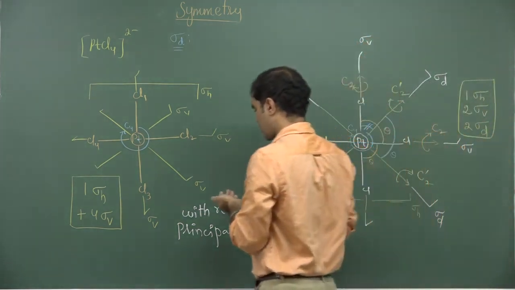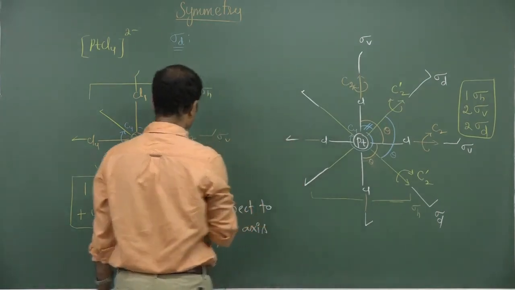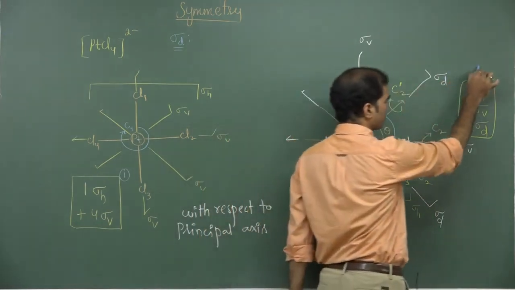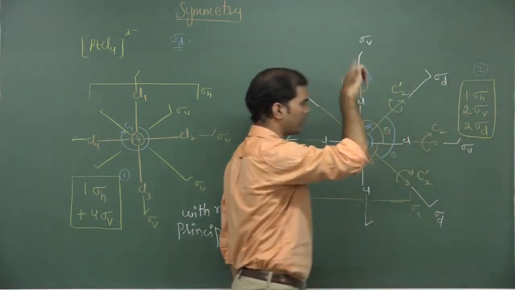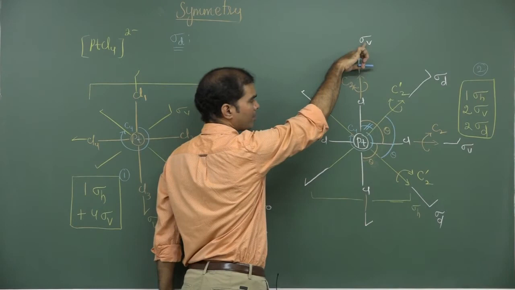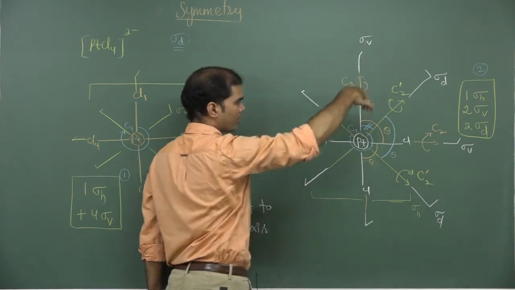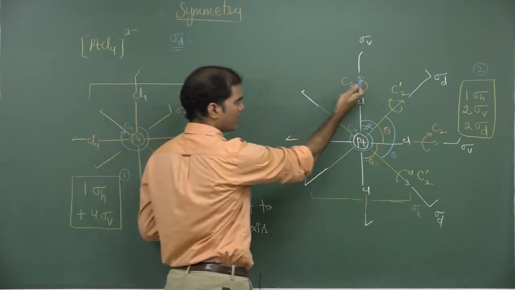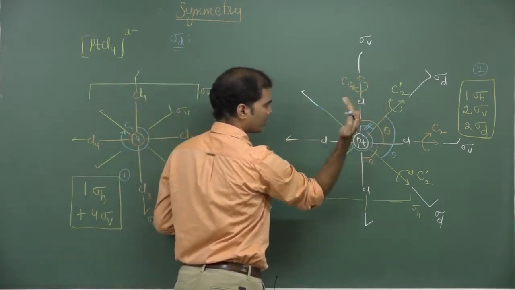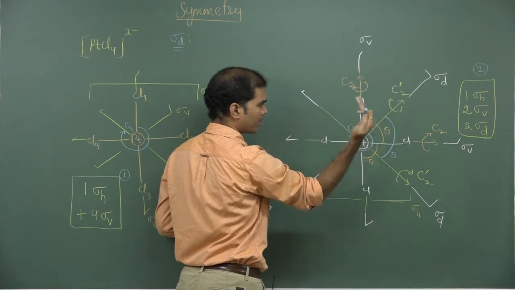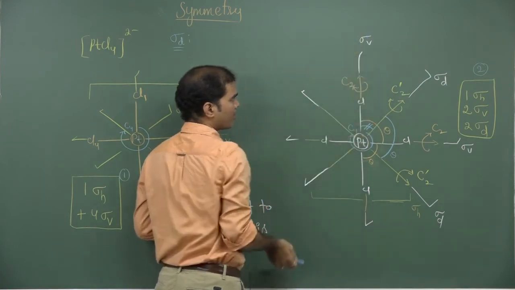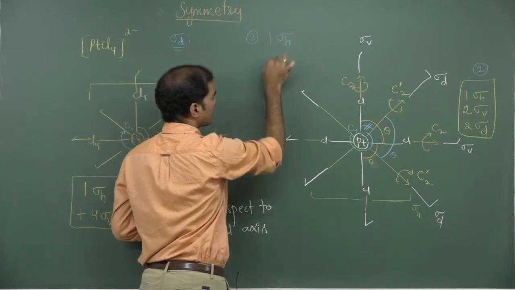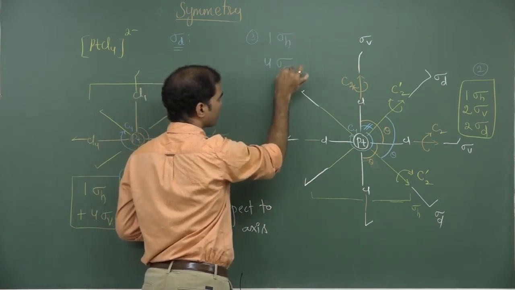Then that becomes a third convention. This is the first one. This is the second convention, and according to the third convention, even this will become a sigma d. I am not drawing it, space is not enough, but you can just imagine, because by definition between these two C2 primes there is an angle, and the plane bisecting that dihedral angle should be called a dihedral plane. So according to the third convention, I get 1 sigma h, 4 sigma d.